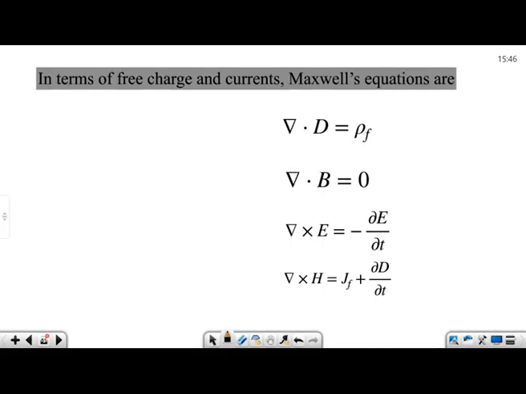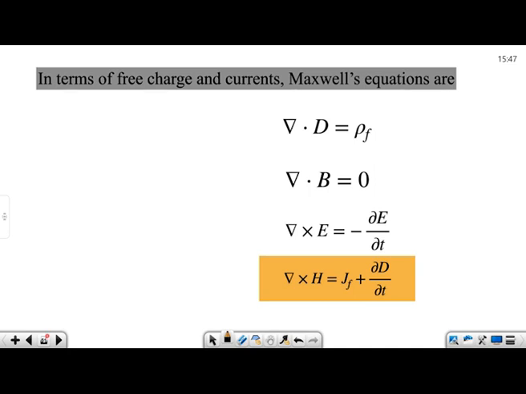So, we can see that in terms of free charge and free current density, we have expressed the Maxwell's equations inside matter. First one is del dot D is equal to rho_f, that is the form of Gauss's law inside matter. Second one, there is no change, it is independent of rho and J. Third one also there is no change compared to inside matter and outside. But the fourth one becomes del cross H is equal to J_f plus ∂D/∂t.